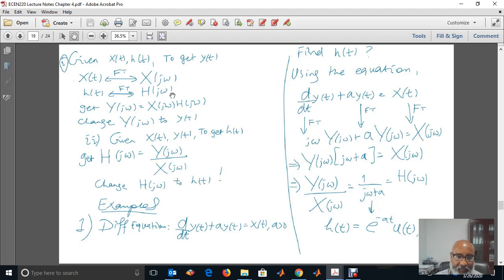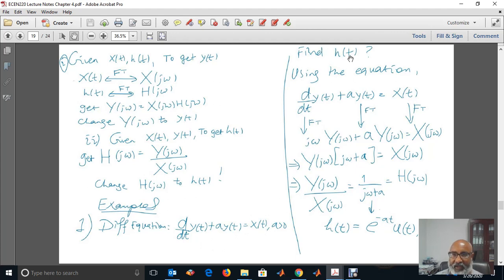Now let's do some examples for systems characterized by differential equations. Okay, now let's take the first example, which is easy. Let's have a first order system dy/dt + a y(t) = x(t), and a is greater than 0, or a is a positive number. So this is a differential equation relating the input x(t) and the output y(t) by a first order differential equation.